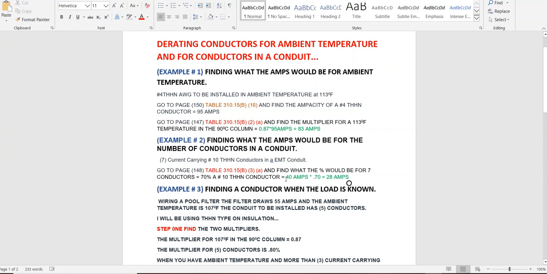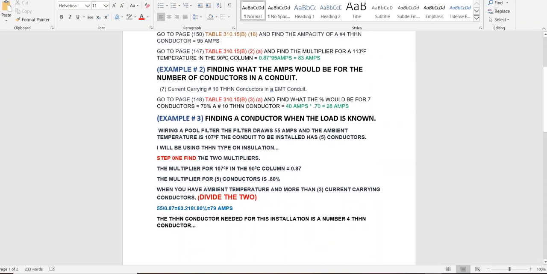All right, so all we have to do is find out what a number 10 THHN conductor draws, which is 40 amps. And I'm just going to times that 40 amps by the 70%, and I'll get 28 amps. Okay? So that's what your answer would be there. All right, so let's go to the last example.